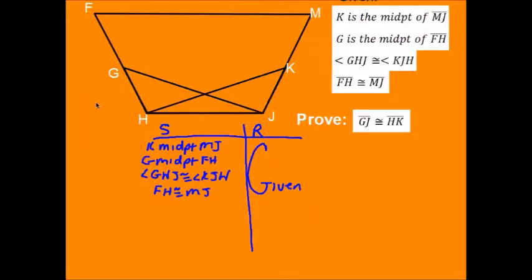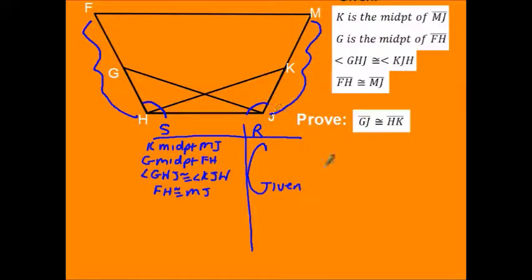Okay, so I started off with those givens. I have that K is the midpoint of MJ, G is the midpoint of FH. Angle GHJ is going to be congruent to angle KJH. Let's go ahead and put in that marking. So here we go. GHJ, KJH, and FH, which is this big long segment right here, is going to be congruent to MJ, this big long segment here.